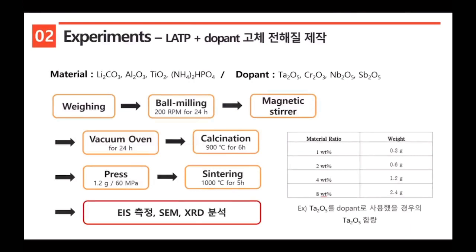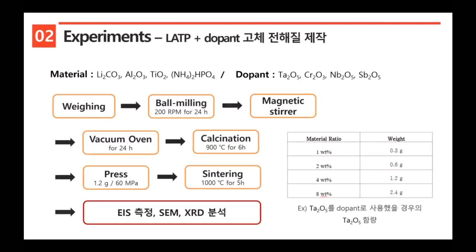However, in the first process, dopant material was added. There were 4 dopants used: tantalum, chromium, niobium, and antimony. Each dopant was added at 1, 2, 4, and 8 weight%, and the characteristics according to dopant content were analyzed. Then the ionic conductivity was analyzed through EIS, and the structure of the solid electrolyte containing the dopant was also examined through XRD and SEM.